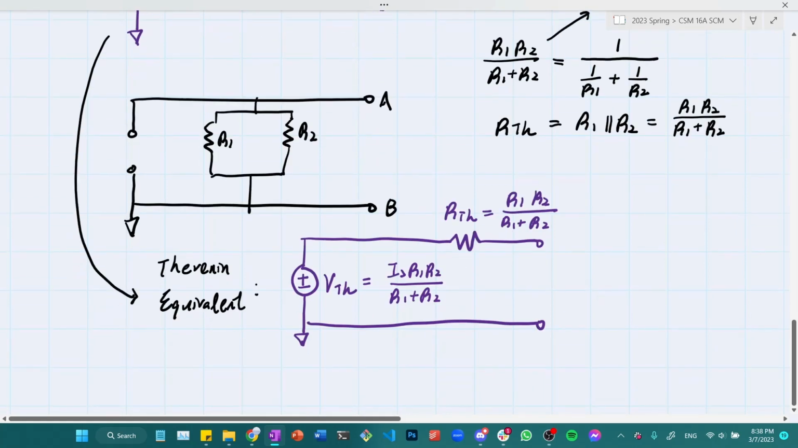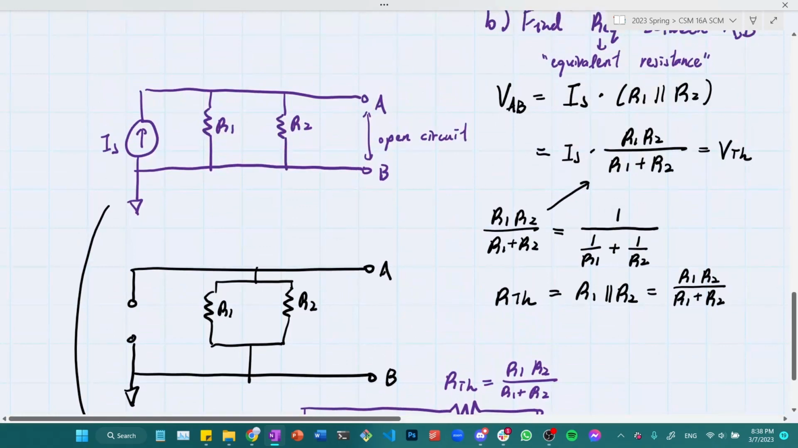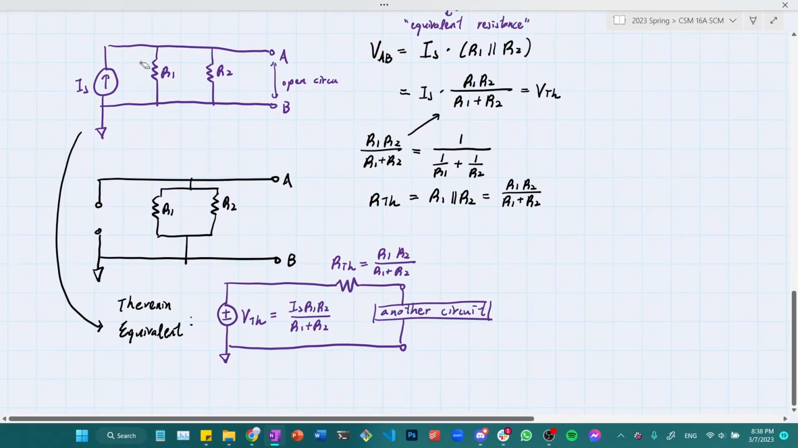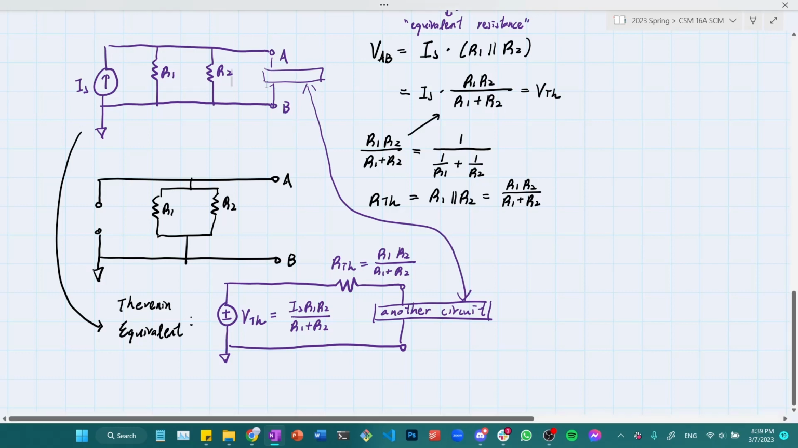This terminal is pretty useful because that means we can connect anything to this terminal. So the application works like this. If I connect another circuit to the terminal I have in the Thevenin equivalent, it's equivalent to putting another circuit in between the original terminal of A and B. So it's pretty convenient in the way that we have simplified one part of a complicated circuit, such that we have simplified the current divider part of this originally complicated circuit.